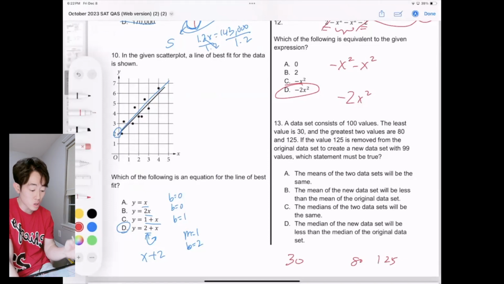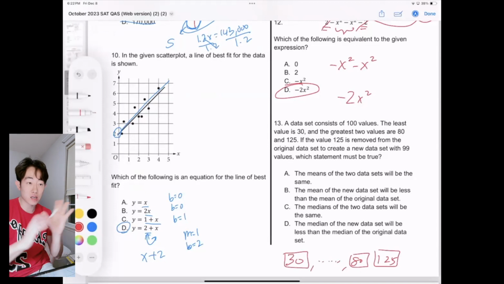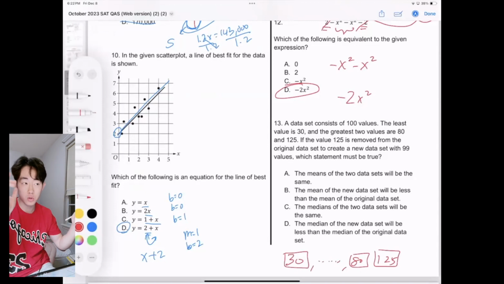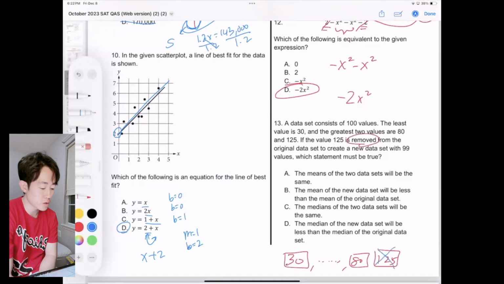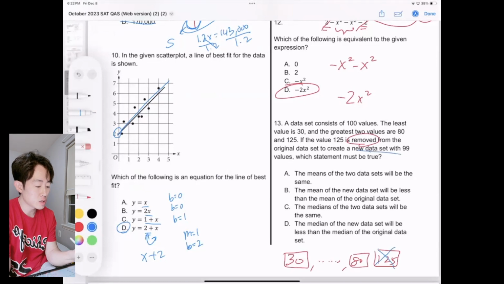But what this shows is that I have the least, I have the highest 2, and there are about 97 numbers here that I don't know anything about. There's 97 numbers from 30 to 80. If the value of 125 is removed from the original data set to create a new data set with 99, which statement must be true?